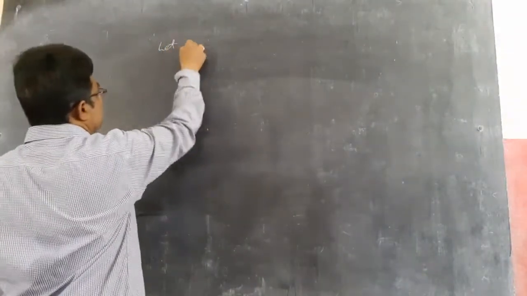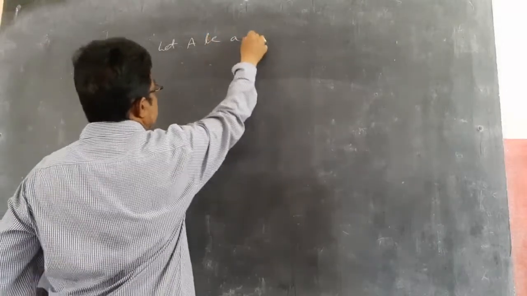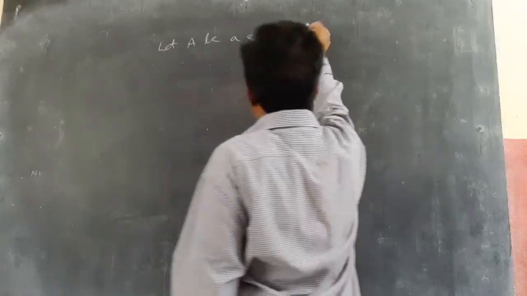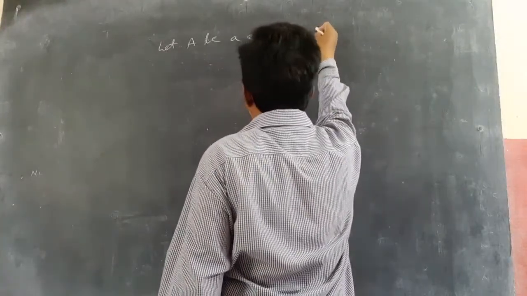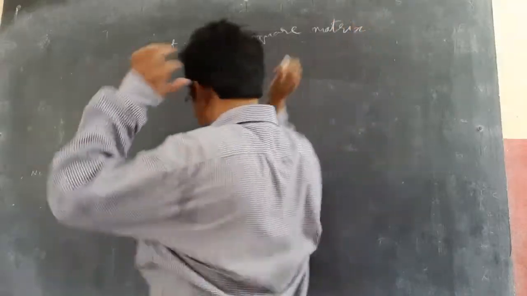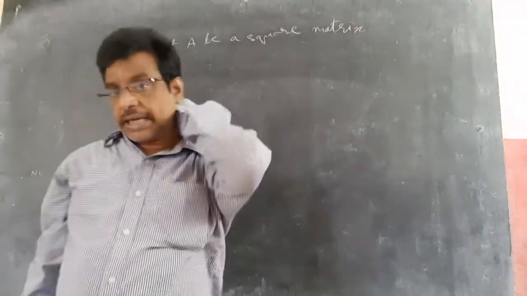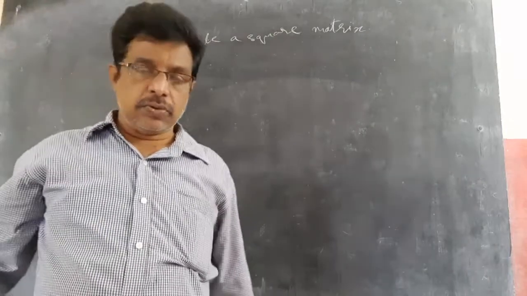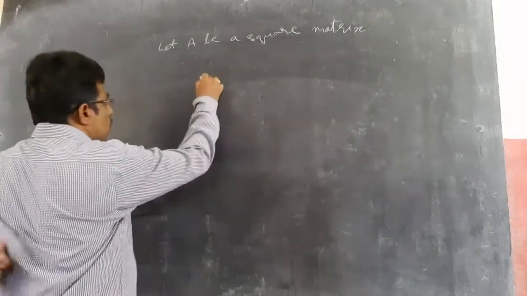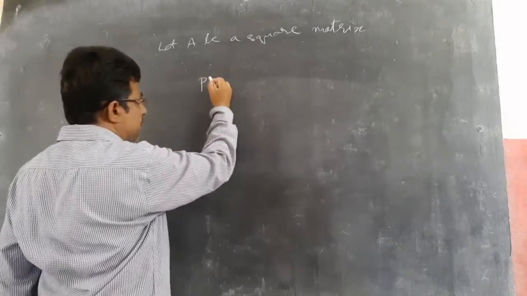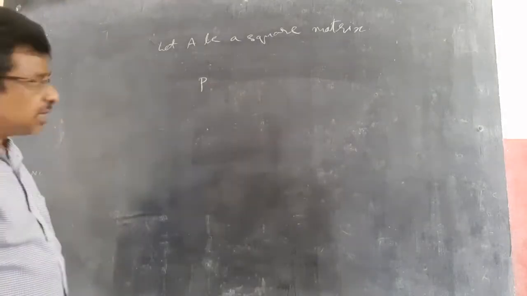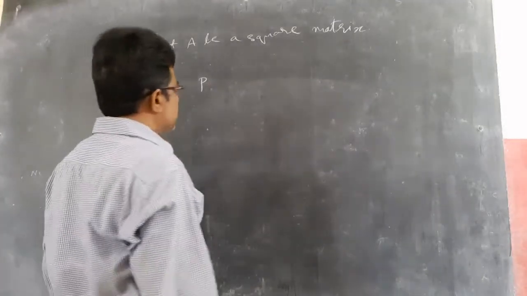Let A be a square matrix. Because to become symmetric or skew symmetric, it must be a square matrix first. So for every square matrix, I am going to prove that it can be expressed as sum of symmetric and skew symmetric. Now we know that A plus A transpose is always symmetric.